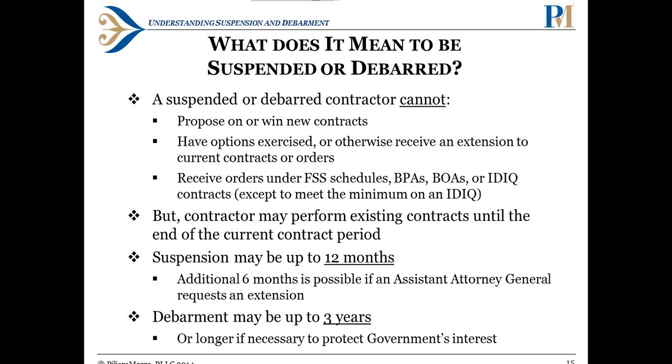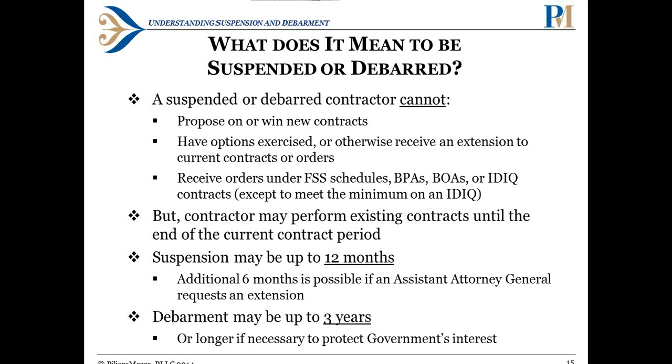They're both preventative measures to protect the government, but suspension buys the government time, as a prophylactic measure almost, while it's investigating and making a determination on debarment. So that's what it's envisioned as, and it's usually 12 months, but it can be extended up to 6 months more if an assistant attorney general requests an extension. And it actually can be extended even more.